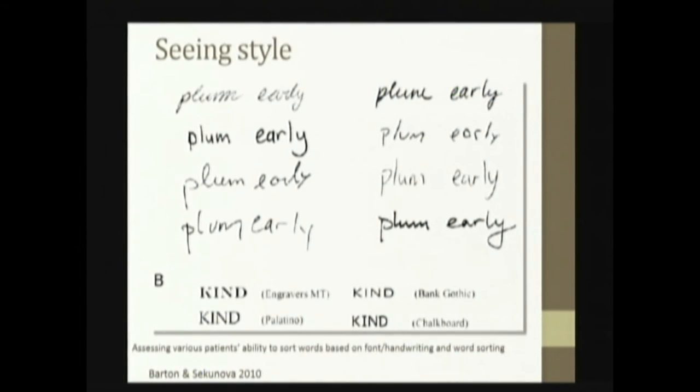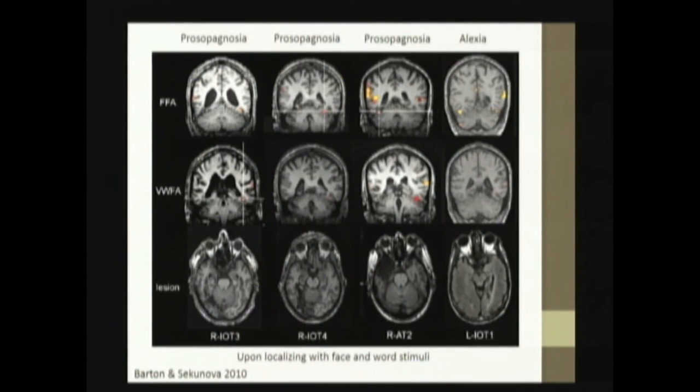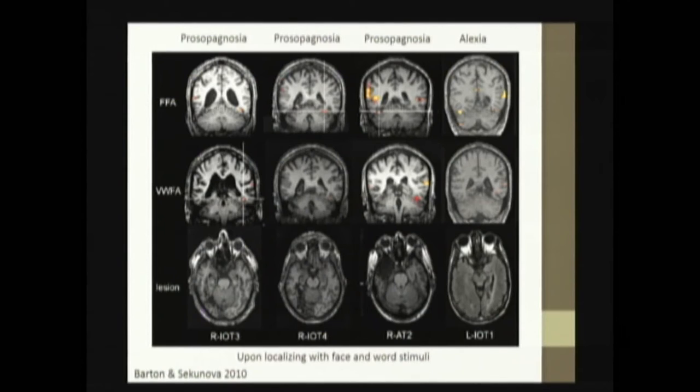This is an interesting study that was trying to look at whether there is a role for assessing the style of writing. Can we assess handwriting, script, different fonts? There was a group of about four patients who had different lesions in the visual area. So I'll show you these four groups.